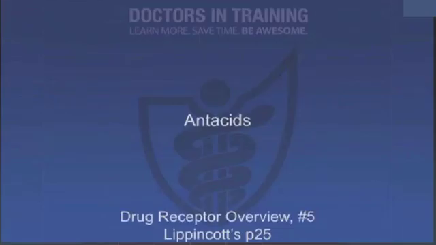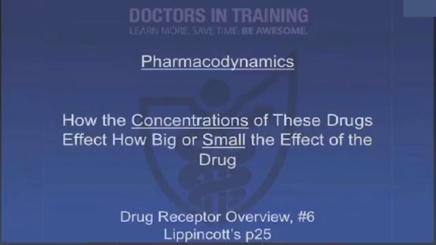Not all drugs use receptors. The example that is given in Lippincott is antacids such as Tums. These are chemically going to neutralize excess stomach acid. But most drugs do use some type of receptor. Toward the end of this lecture, we're also going to touch on a topic called pharmacodynamics, which deals with how the concentrations of these drugs affect how big or how small the effect of the drug is.